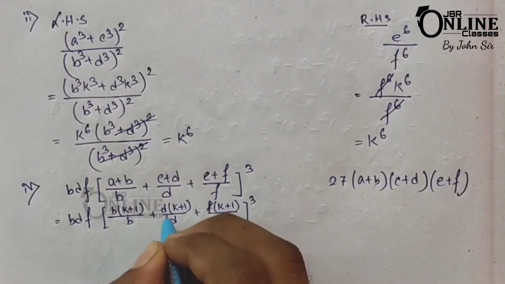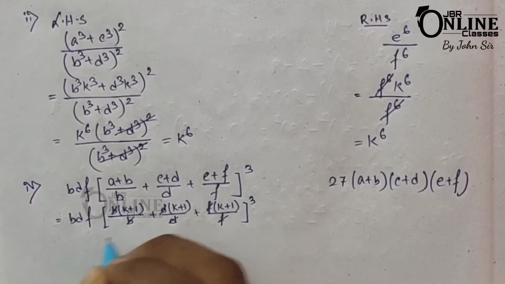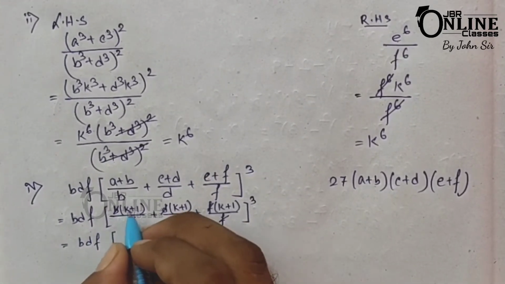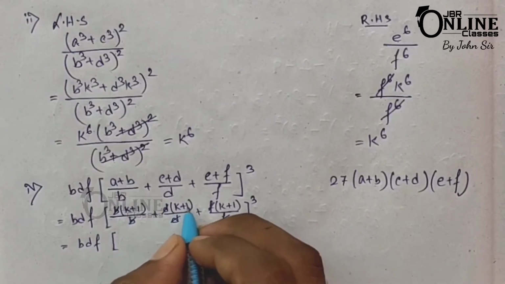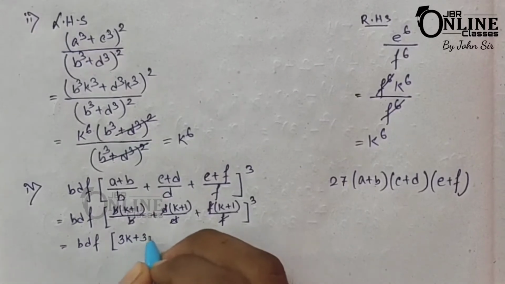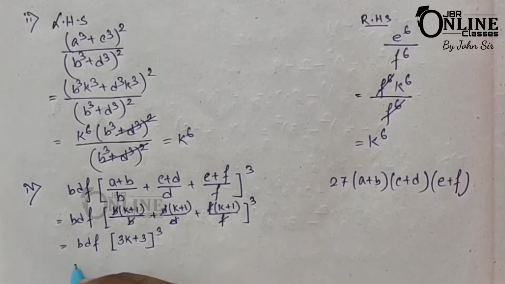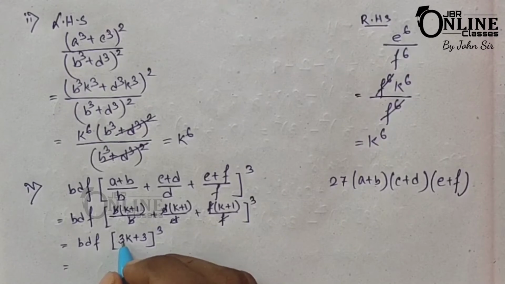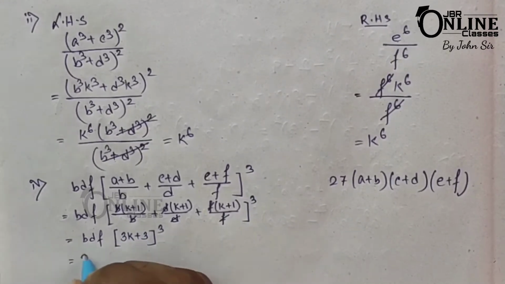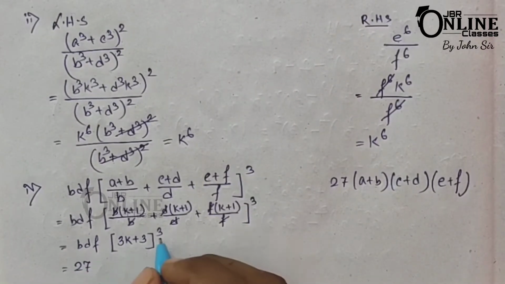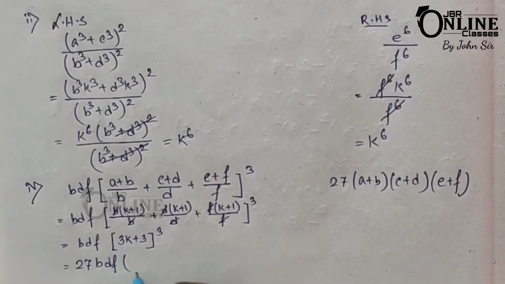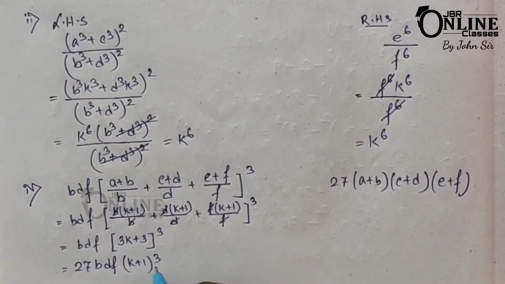So here f cancels out, d cancels out, and then b cancels out. So it will be bdf, and in brackets k+1, then again k+1, then again k+1. That means (3k+3) whole cube. Okay, so finally, if 3 will be common, then 3k+3, when 3 is common, it becomes 27 as here whole cube. So 27 bdf, here (k+1) whole cube.